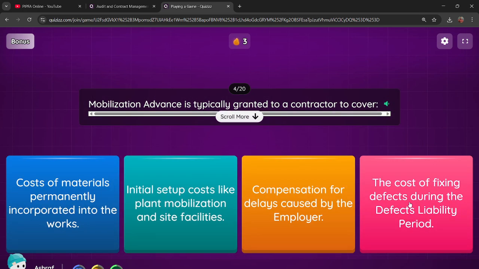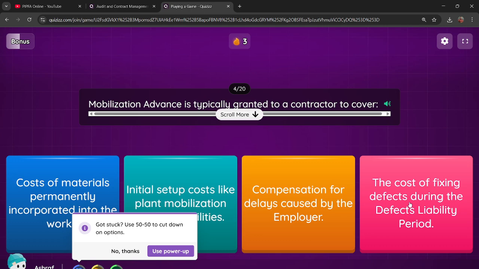Question: mobilization advance is typically granted to a contractor to cover Option 1, costs of materials permanently incorporated into the works. Option 2, initial setup costs like plant mobilization and site facilities. Option 3, compensation for delays caused by the employer. Option 4, the cost of fixing defects during the defects liability period.